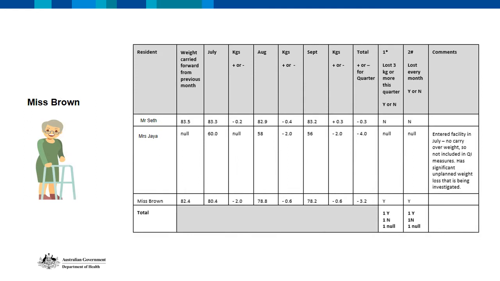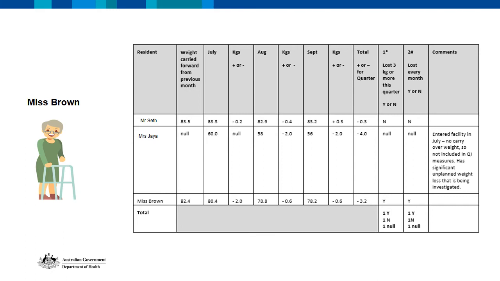Now for Miss Brown. Miss Brown has a weight from the final weigh last quarter and was present for all 3 months for the current quarter. Miss Brown's weight at the final weigh from last quarter was 82.4 kilograms. Her weight at the first weigh this quarter was 80.4 kilograms, a weight loss of 2 kilograms.